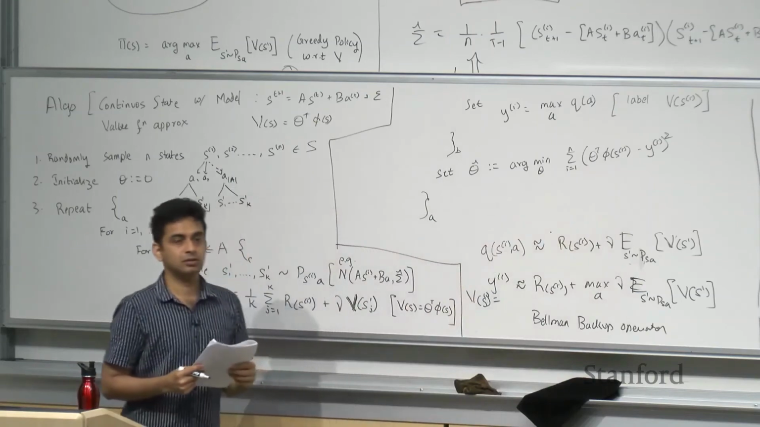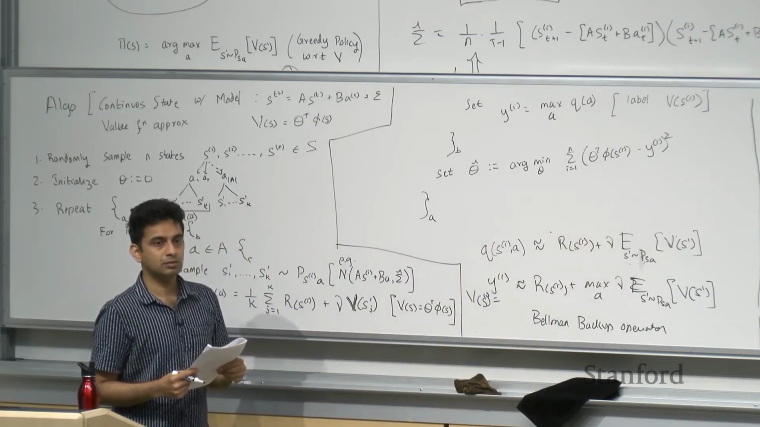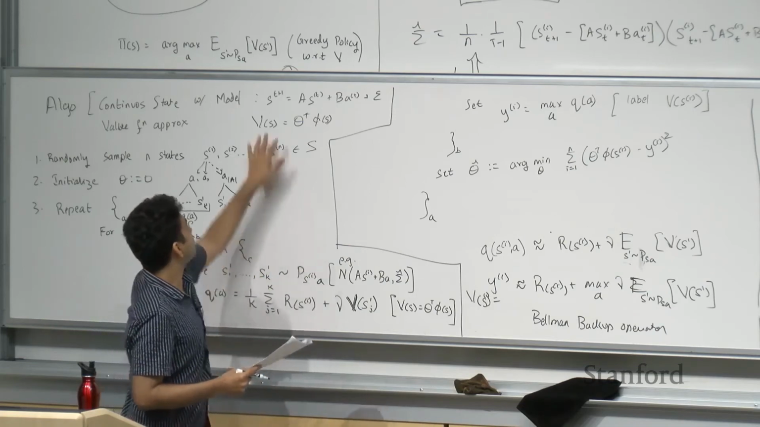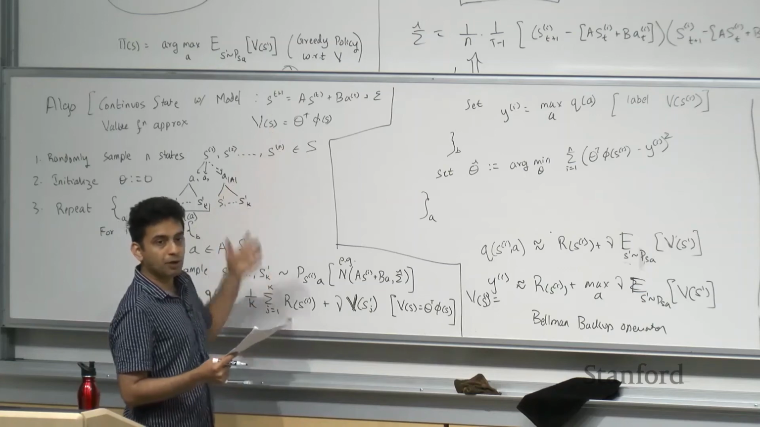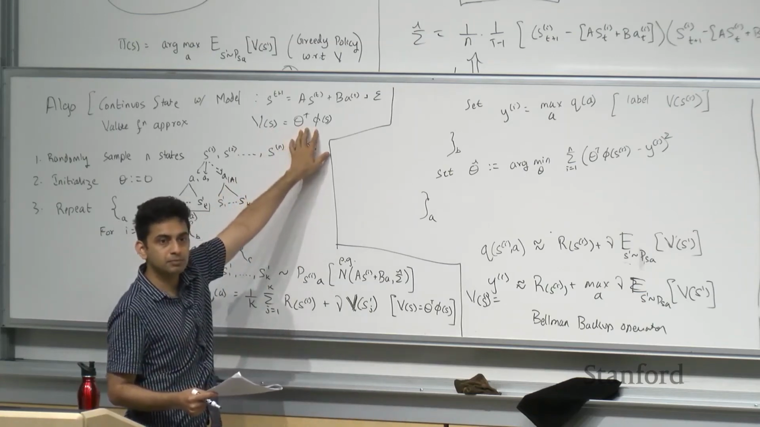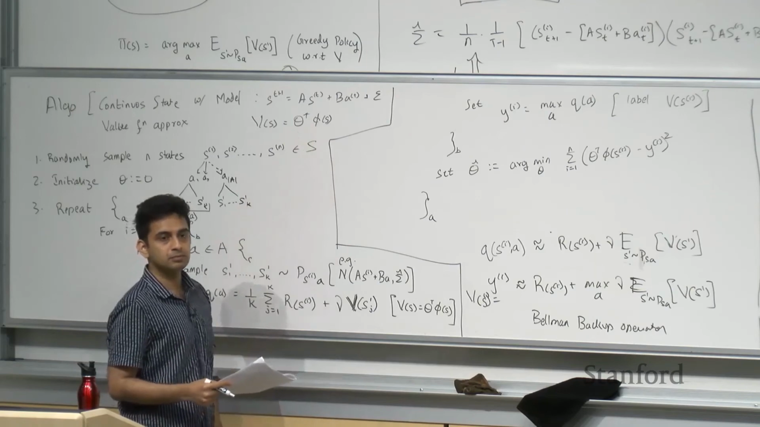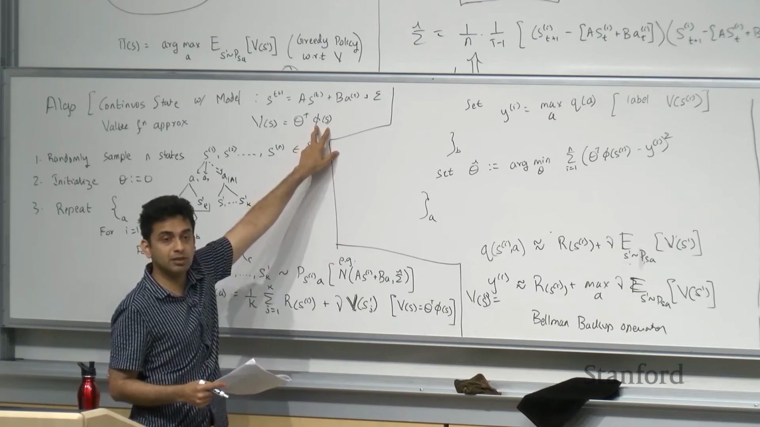Question? Why is it that V is not a vector of size S? V is not a vector because S is continuous. We are in the continuous setting, and we are approximating this continuous function with this linear form. So if S is continuous, then what meaning does Phi of S have? Phi of S is just a feature map for some S.